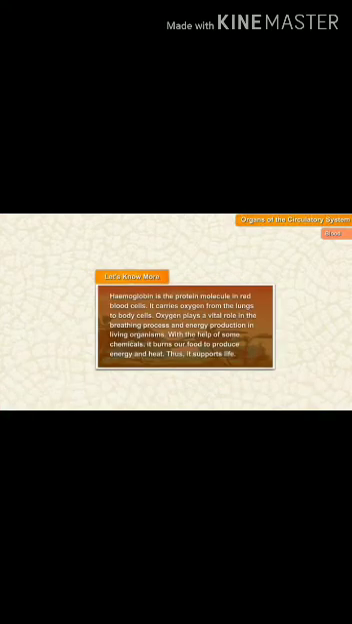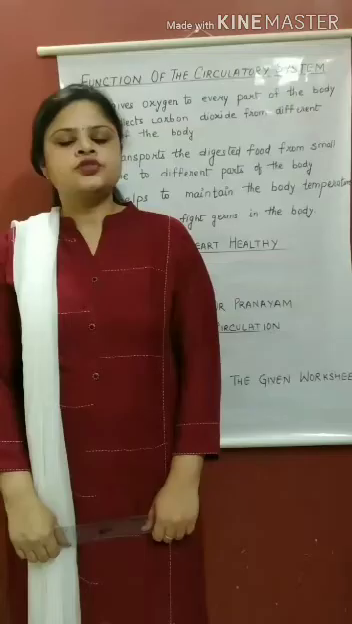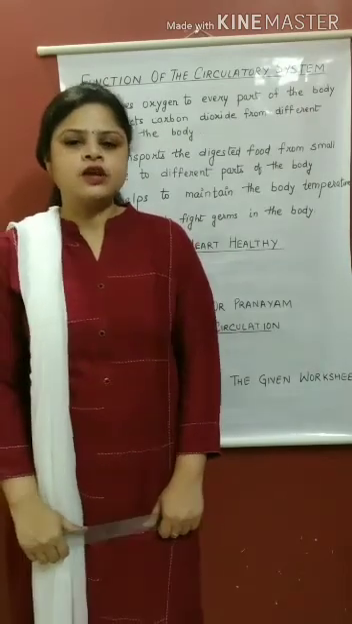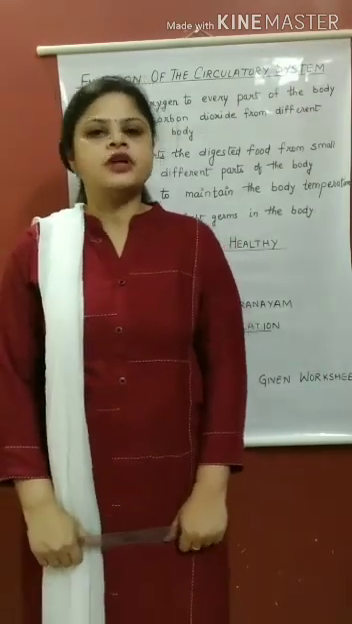Let's know more. Hemoglobin is the protein molecule in red blood cells. It carries oxygen from the lungs to body cells. Oxygen plays a vital role in the breathing process and energy production in living organisms. With the help of some chemicals, it burns our food to produce energy and heat. Thus, it supports life. So, we learned about the structure and functions of different parts of the circulatory system.